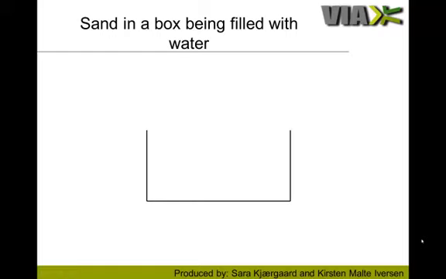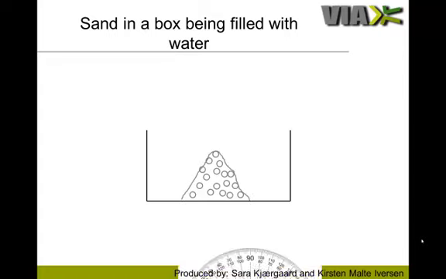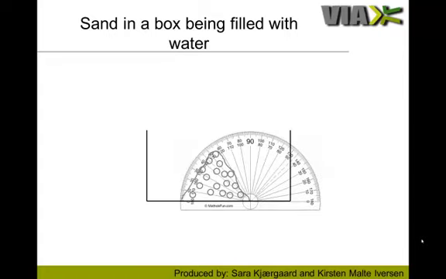The third test is made in a transparent box with a filter layer underneath. Further, a funnel is mounted in the corner to be able to slowly fill the box with water. The same sand is slowly filled into the box, so the sand forms a heap in the middle of the box. The angle of the heap is measured, and this gives the angle of shear resistance.